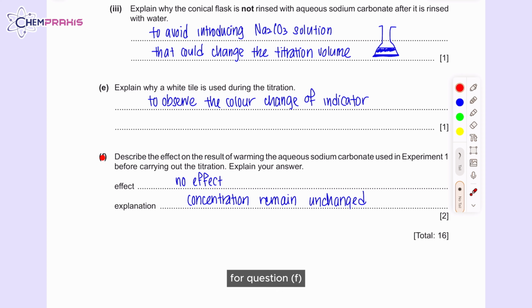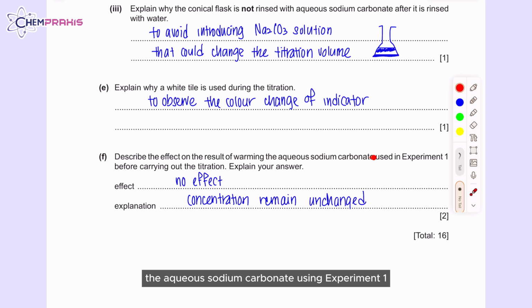For question F, describe the effect on the result of warming the aqueous sodium carbonate used in experiment 1 before carrying out the titration. Explain your answer. There will be no effect because the concentration of HCl and sodium carbonate are still the same, so they still remain unchanged.